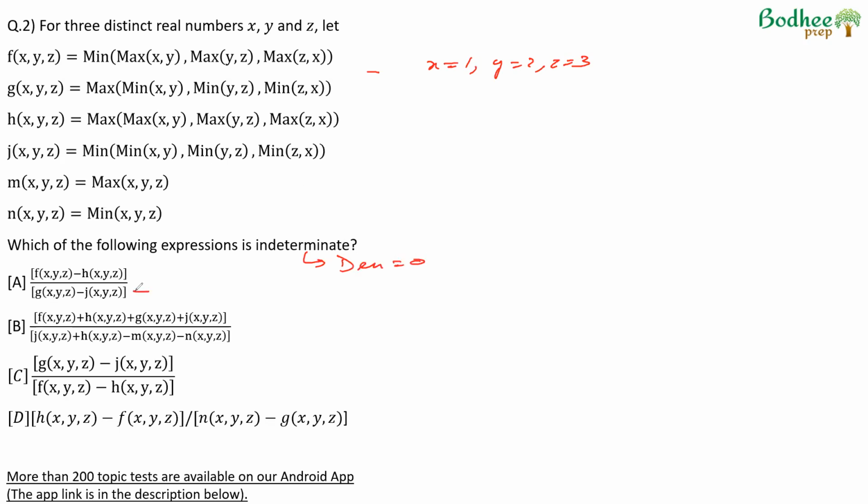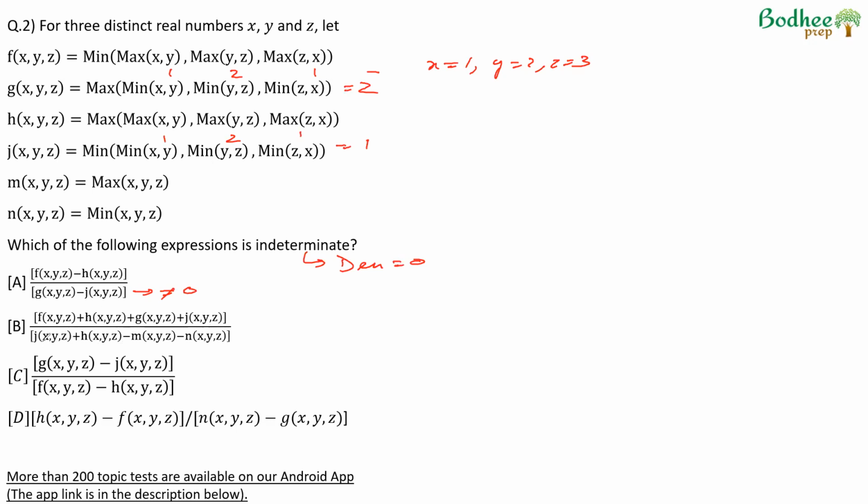So if you look at the denominator here, g of xyz minus j of xyz. g of xyz will return the maximum value of the minimum of three values, and j will return the minimum of three values. So if I put values of xyz here, minimum of 1 and 2 will be 1, minimum of 2 and 3 will be 2, minimum of 1 and 3 will be 1. The maximum out of these three values is 2. If we put the values 1, 2, 3 in j, we'll get 1, 2 and 1. Minimum of these is 1. So g xyz minus j xyz will not be equal to 0. So this will be a determinate value.